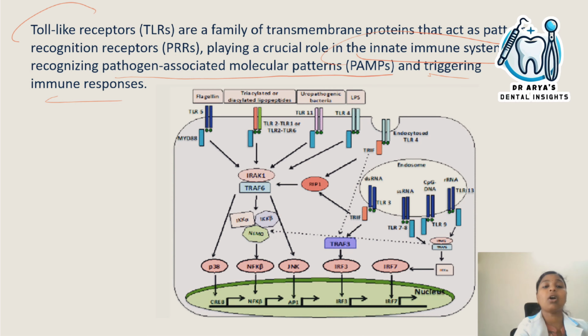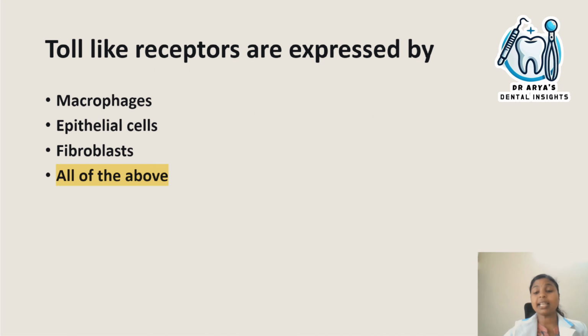So, these are the toll-like receptors and they are a family of transmembrane proteins. And these are expressed by all of the above, that is macrophages, epithelial cells and fibroblasts.